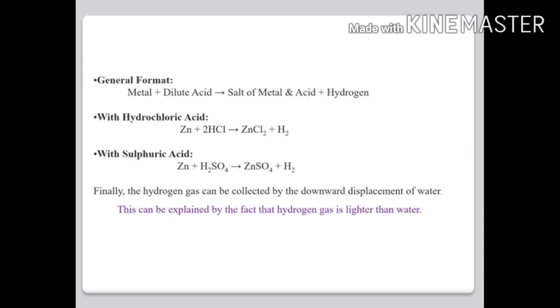In the general reaction, dilute acid with a metal produces a salt of the metal, and hydrogen gas is evolved. Suppose hydrochloric acid reacts with zinc, that produces hydrogen. Suppose you use sulfuric acid, that also produces hydrogen, but the metal salt is zinc sulfate. Finally, hydrogen gas can be collected by the downward displacement of water.